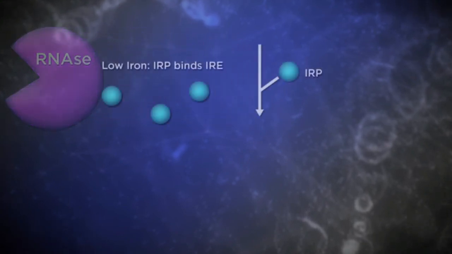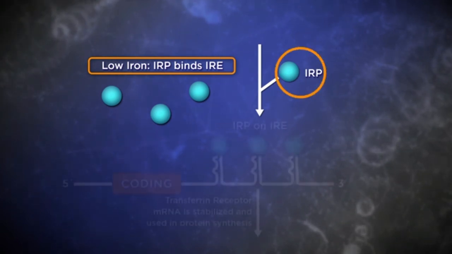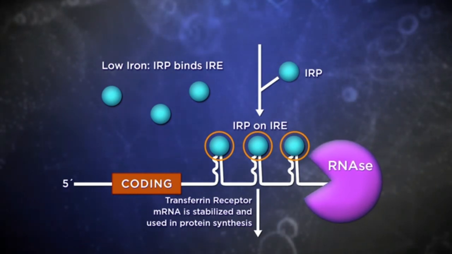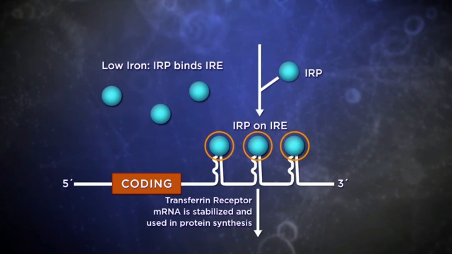This leaves the 3' UTR susceptible to attack by RNases, leading to degradation of the transferrin receptor messenger RNA. But when iron levels are low, the IRE binding protein remains bound to the 3' UTR of the messenger RNA, stabilizing it and permitting more transferrin receptor to be made.